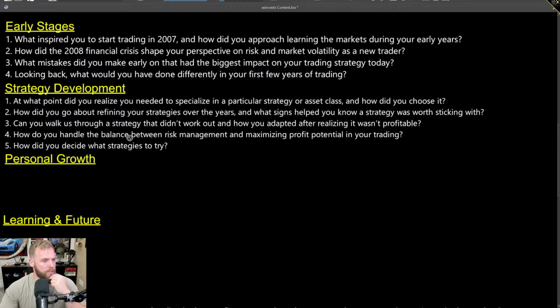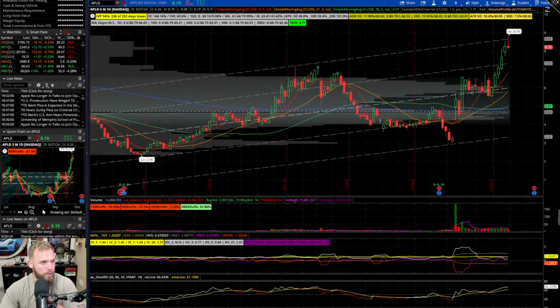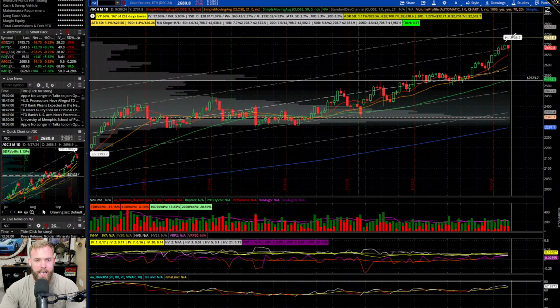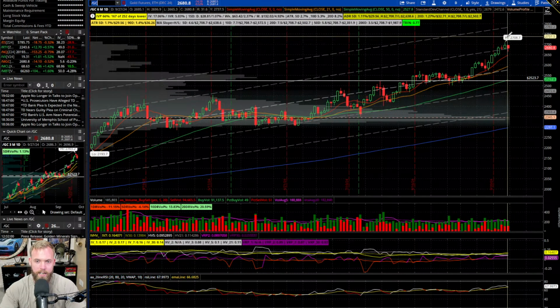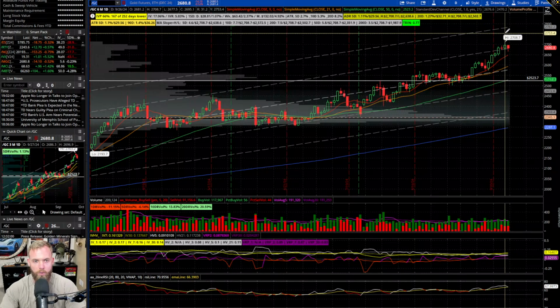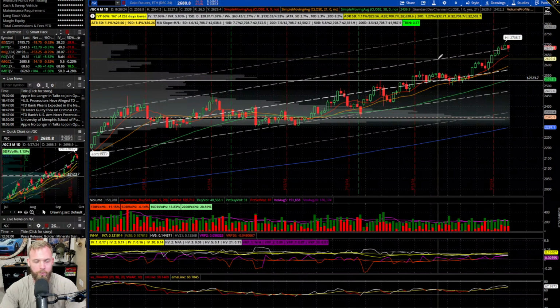How do you handle the balance between risk management and maximizing profit? Well, we already talked about risk management. That's pretty easy. And then maximizing profit is also easy. It's typically following trades. So if I hit a profit target of sorts, for example, if we go back to this gold trade, like if I hit that target that I had, I don't automatically get out. I just move my stop up incrementally.